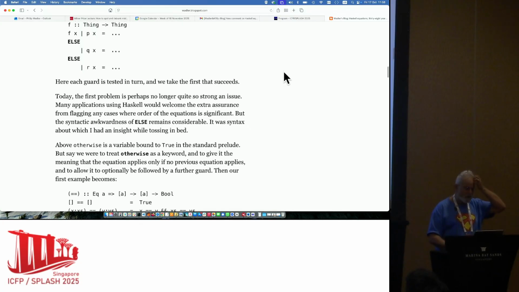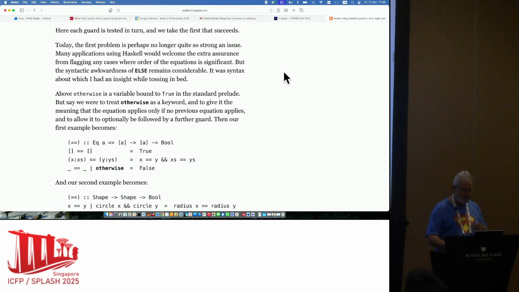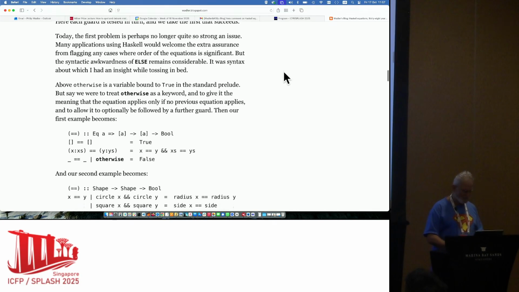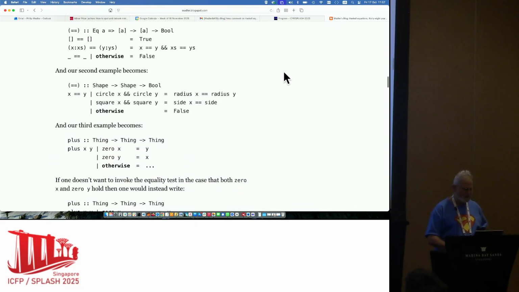So I was tossing and turning in the night, and a solution occurred to me. It wasn't a solution to any of the semantic issues, but just to the syntactic issue, because sometimes that really gets in the way. I suddenly went, oh, I could have done this. That would be nice. So the idea is, we can do bar otherwise, but otherwise in Haskell is just a variable in the standard library bound to true, because it just says, okay, you've fallen through the end, just do it.